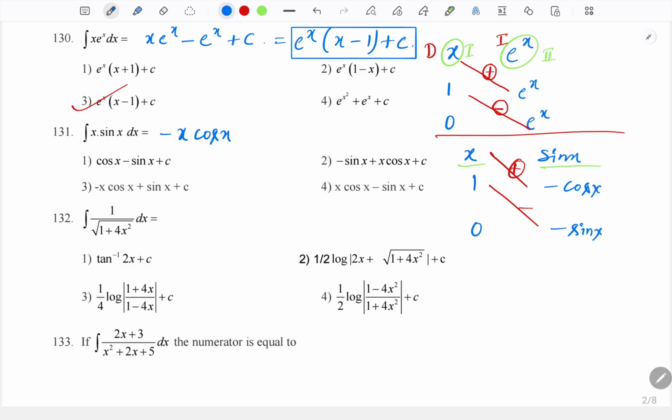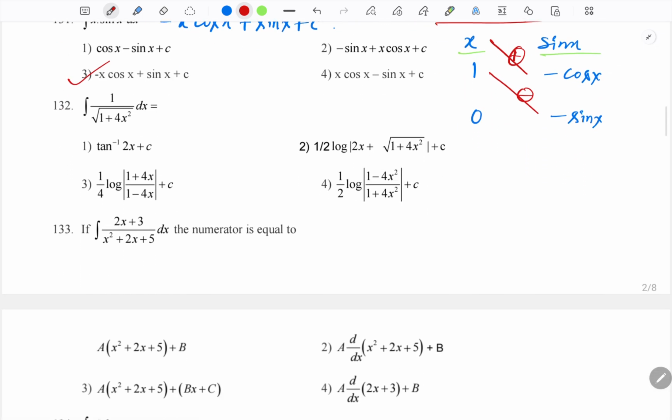Next one. Here observe, students, already the sign is minus, and minus of minus is plus, so it will come as plus sin x plus c. So which one is the correct answer? Minus x times cos x plus sin x. So it is option number 3, right?